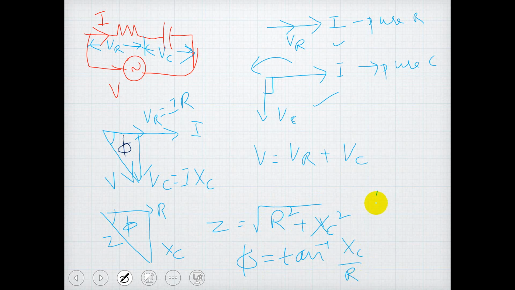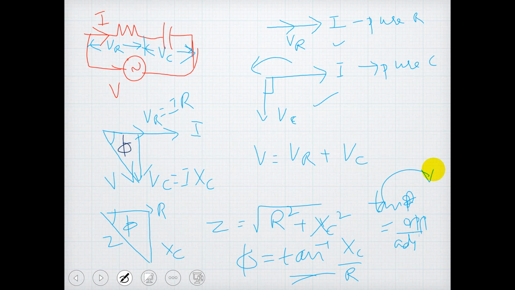Correct, because tan phi is equal to opposite side divided by adjacent side. So if you take this formula into consideration and take tan inverse to the right side, phi is tan inverse of XC by R.